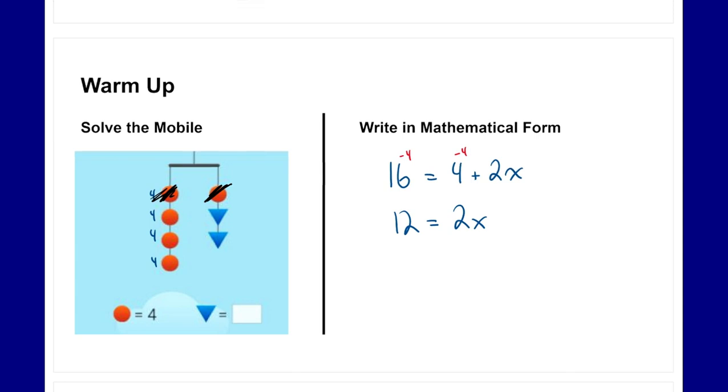Then now what do we do? Well, if the 12 has to be divided up evenly into 2 groups, or 2 x's, that'd be the same thing as saying, well, I can divide both parts by 2 and see what we get. Well, 6 equals x, and that works out to our solution. So you might be able to do that in the mobile. Mathematically, this is what you're doing in your head. You might not think of it as this, but this is what you're doing.